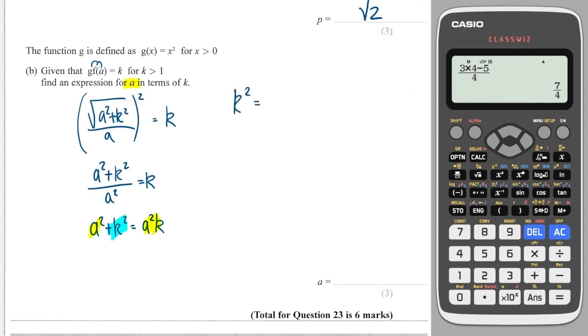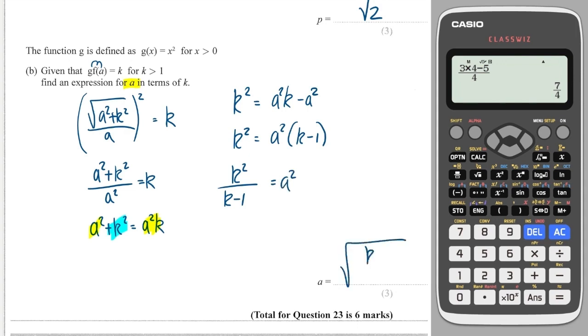So I get k squared is equal to a squared k minus a squared, and then I will factorise an a squared, which gives me k minus 1, and then I will divide both sides by that factor of k minus 1. And then the last step is to square root. So it will be the square root of k squared over k minus 1.